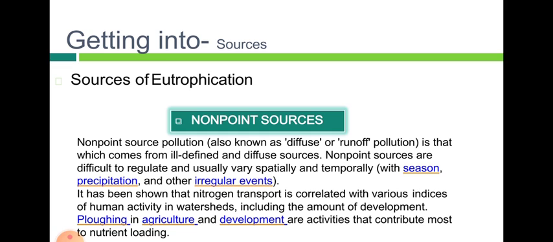and non-point source pollution, also known as diffuse or runoff pollution, is that which comes from ill-defined and diffuse sources. Non-point sources are difficult to regulate and usually vary spatially and temporally with season, precipitation and other irregular events. It has been shown that nitrogen transport is correlated with various indices of human activity in watersheds, including the amount of development. Agriculture and development are activities that contribute most to nutrient loading.